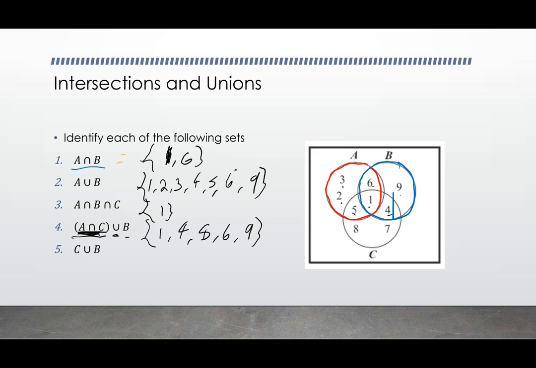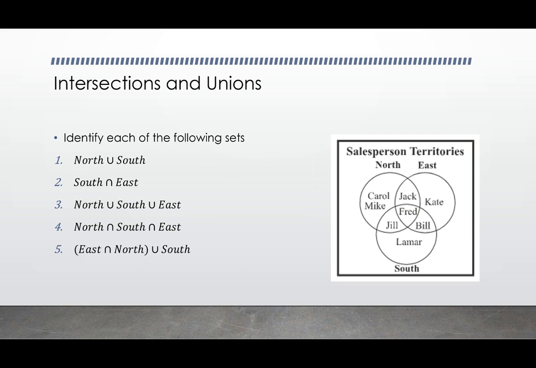Okay. And then the last one is C union B. So that means bringing all the elements of C and all the elements of B together. The elements in C are 1, 4, 5, 7, 8. And all the elements of B are 1, 4, 6, and 9. So I've already got 1, 4 listed here. I won't write them again, but then we have 6 and 9. So there's your answer. And again, it's probably better if you put them back in numerical order, but I'll leave that alone for now. So that's intersections and unions.